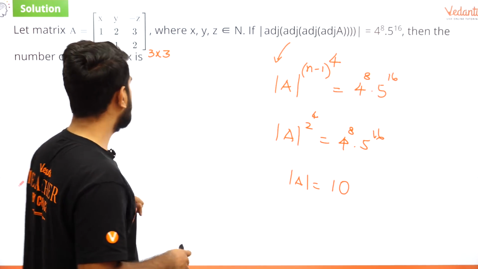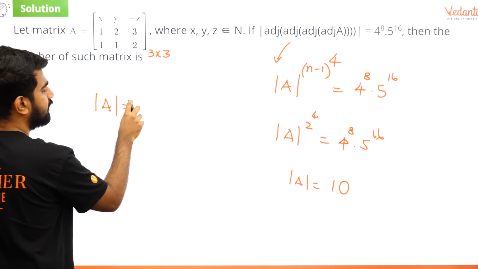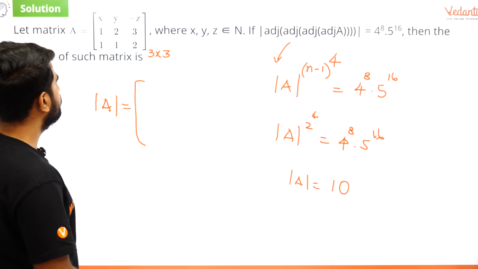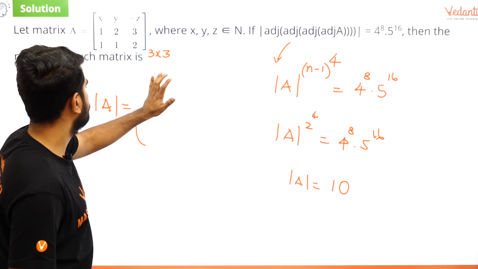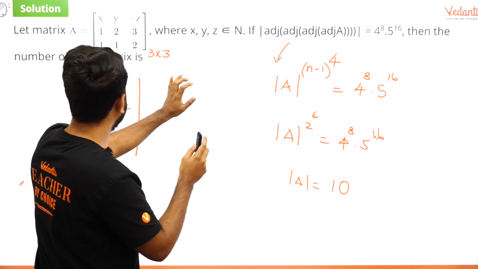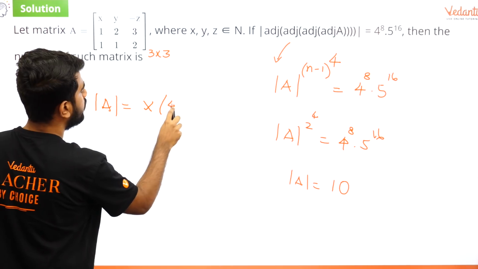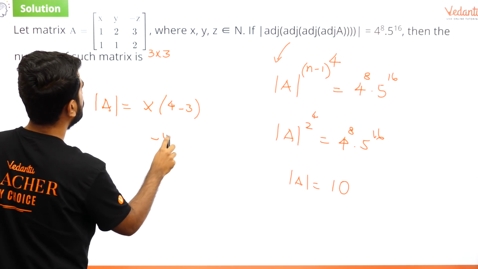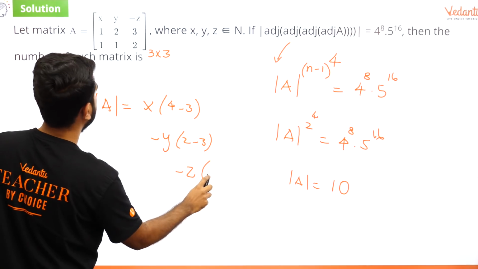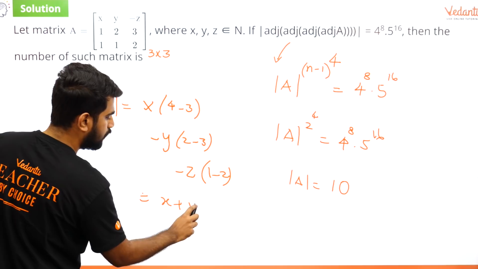Okay? So let us try to look at the determinant of the A matrix. So this is going to be how much? Any idea? Let me write the matrix first. I can directly write this, that's better. So it is going to be x into 4 minus 3, minus y into 2 minus 3, minus z into 1 minus 2, which will come out to be x plus y plus z.